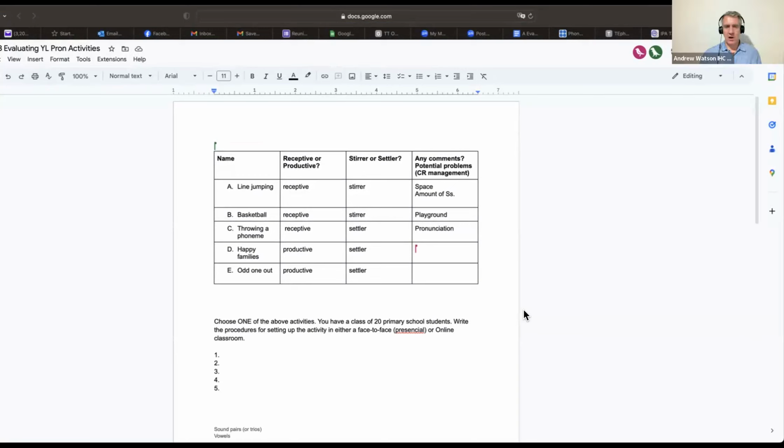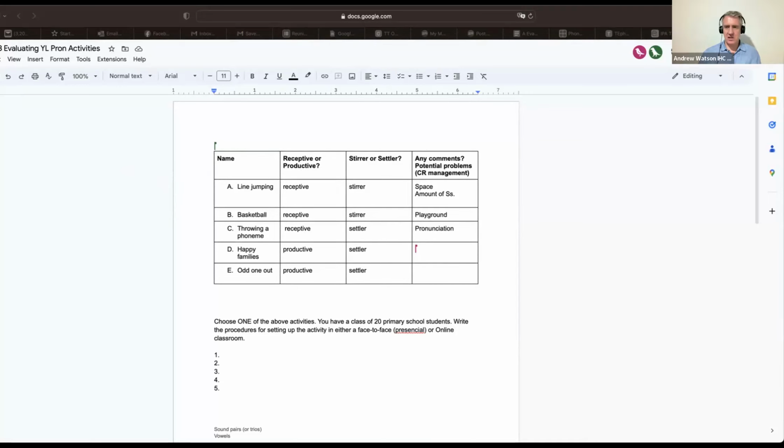Okay. And why do you say that both of those are receptive and they're also stirrers? Because we look for which it is. So it is like with movement, they are listening to the instructions. So they speak, they listen. So that's why it's receptive. Yeah, because it involves them listening to the teacher, right? And then doing actions.